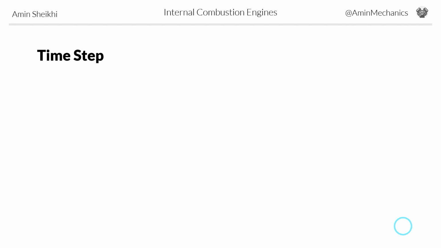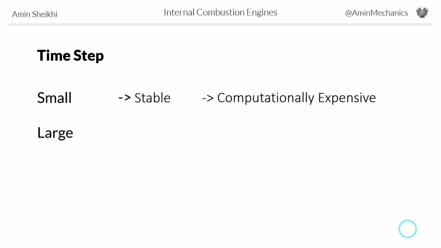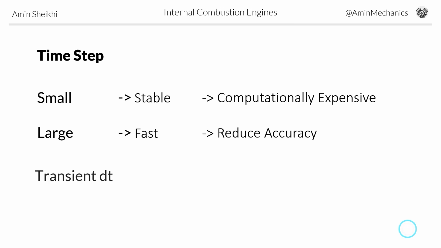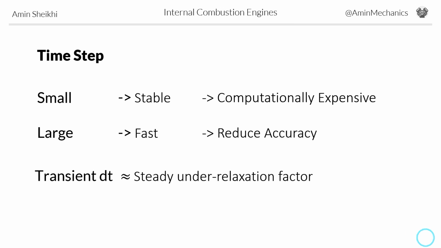The next step is how to control our time step. Converge requires that we specify some methods of time step control. Very small time steps are numerically stable, but they are computationally expensive. Larger time steps allow Converge to generate a solution more quickly, but larger time steps will reduce accuracy and too large time steps will be unstable. Also, it's proven that the time step in transient simulations works like under relaxation in steady simulations.